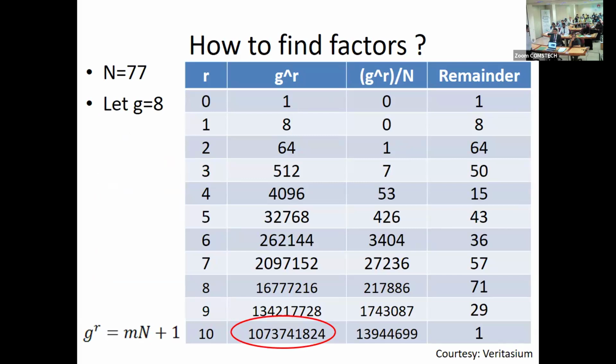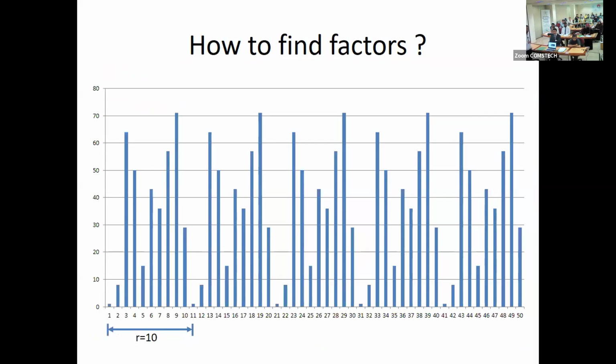So r is making confusion. I should have chosen something else, but here r means repetition. Okay, so after every 10, whenever I have remainder one, I can write that g raised to the power r as this. Everybody agree with that? Anybody have any disagreement with that? No? Okay, let's move forward.